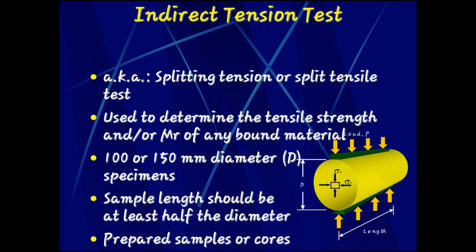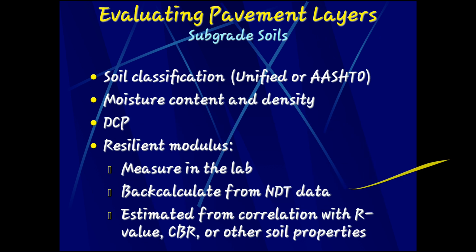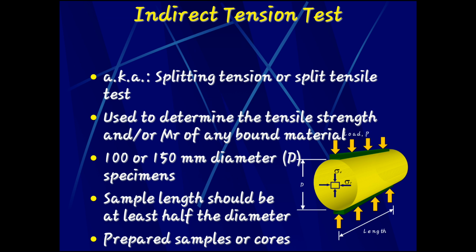Indirect tension test, aka splitting tension or split tensile test, used to determine the tensile strength and/or MR of any bound material. 100 or 150 mm diameter specimen. Sample length should be at least half the diameter.